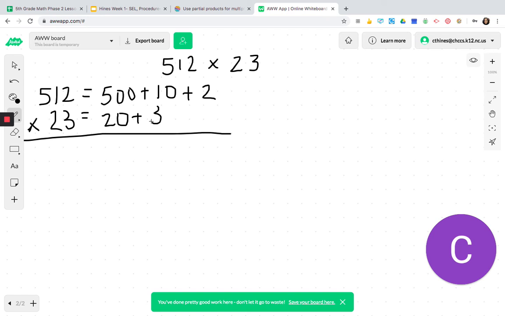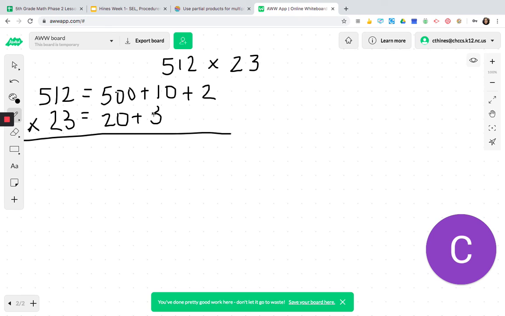We need to multiply each of the values from 512, 500, 10, and 2, by 20, and by 3. So I'm going to start with the number 500, and I'm going to start by doing 500 times 20, and then 500 times 3. Okay, multiplying it by each of the other values from that other number.